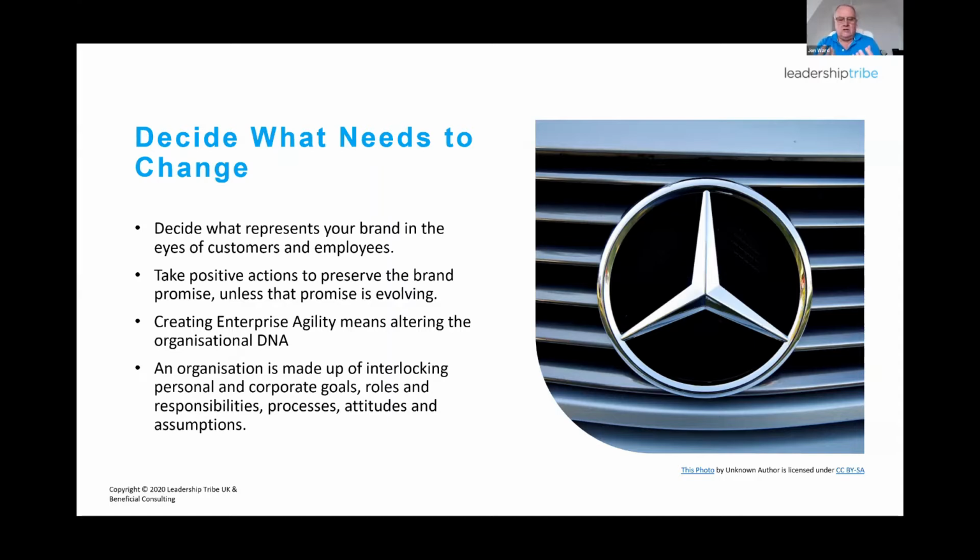So we're actually changing quite major fundamental parts of the company, and we have to make sure that we change the right pieces. Don't forget, an organization is made up of interlocking personal relationships, goals, roles and responsibilities, processes, attitudes, assumptions and values, most importantly values. So we need to decide what things we need to change in order to get to that corporate objective that we set ourselves. Let's start to think about that a little more.